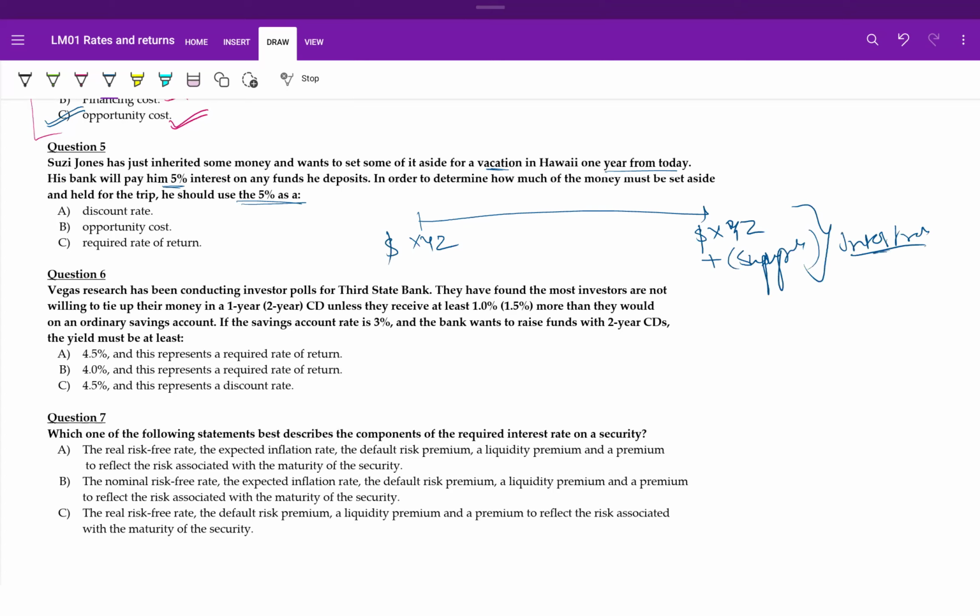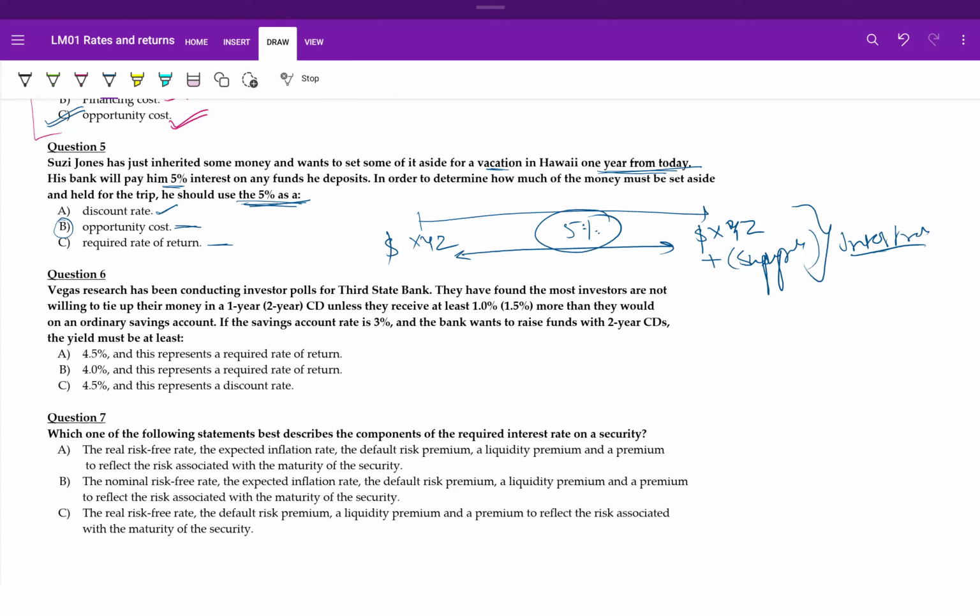So she is planning a vacation 1 year from now. Within 1 year, how much should she earn? She should use 5% as what? So 5% is going to be used as a discount rate because she's planning to consume this. Opportunity cost cannot be the option. Required rate of return, because we are not comparing something. Unless we are comparing something, it's a discount rate.